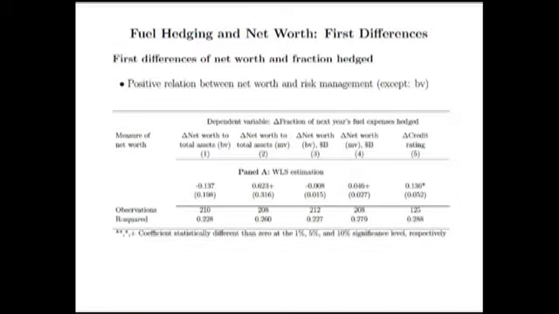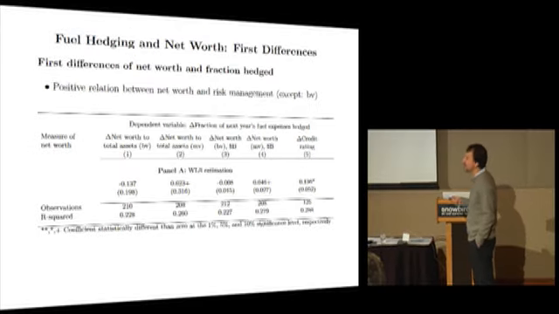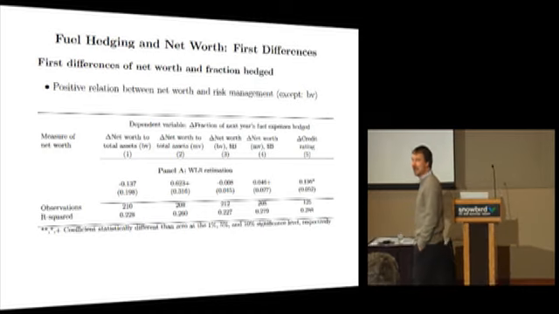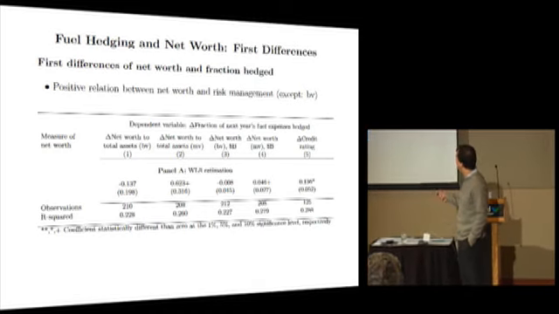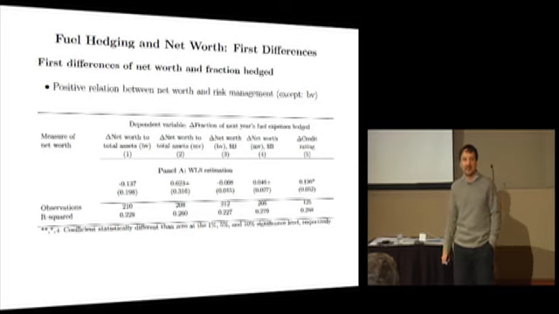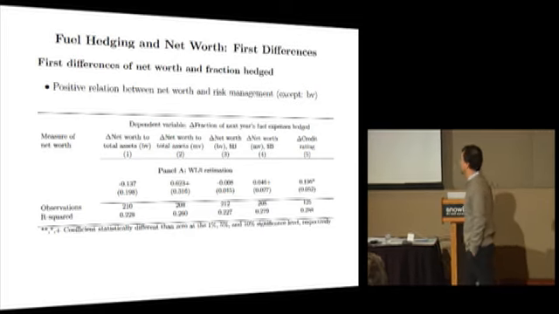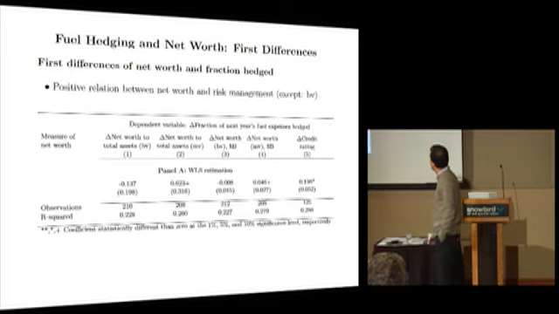We do it also in first differences. It gets a little more iffy. What is significant still has the predicted positive sign, but there's two estimates that are insignificant and actually do not have the sign that our theory predicts.